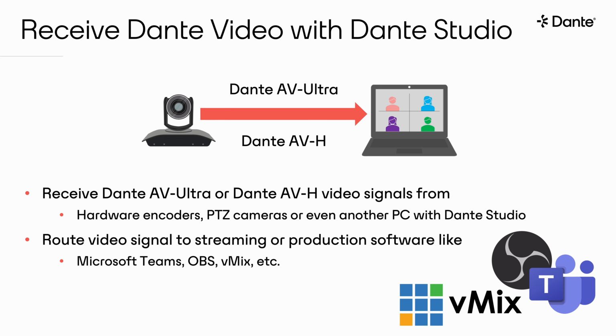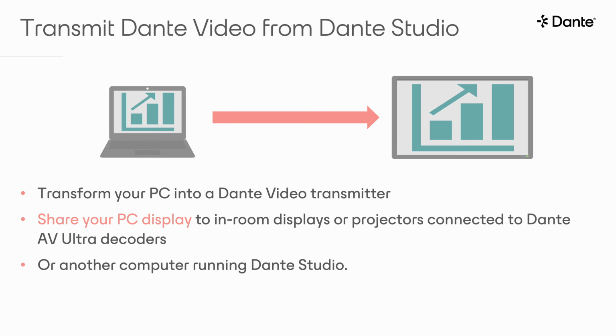Let's start with Dante Video RX. This component allows you to receive Dante AV Ultra or Dante AVH video signals, whether it's coming from a hardware encoder, PTZ cameras, or even another computer with Dante Studio. From there, you can route that video into whatever streaming or production software you prefer, like Microsoft Teams, OBS, or vMix.